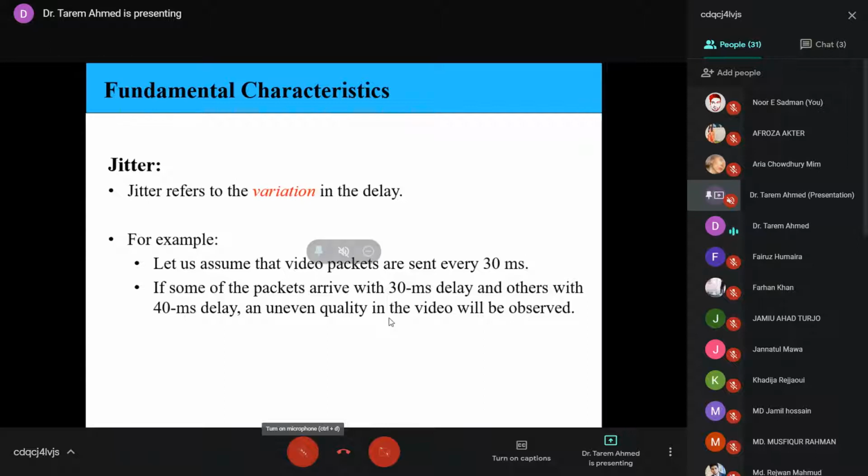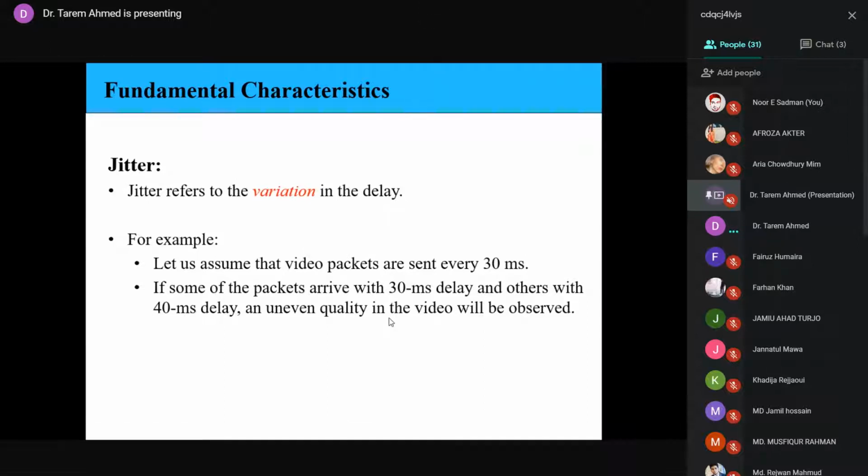Okay. Next term is also related to delay, but completely different meaning, called jitter. This means the variation in the delay. Let's go back to the previous slide.